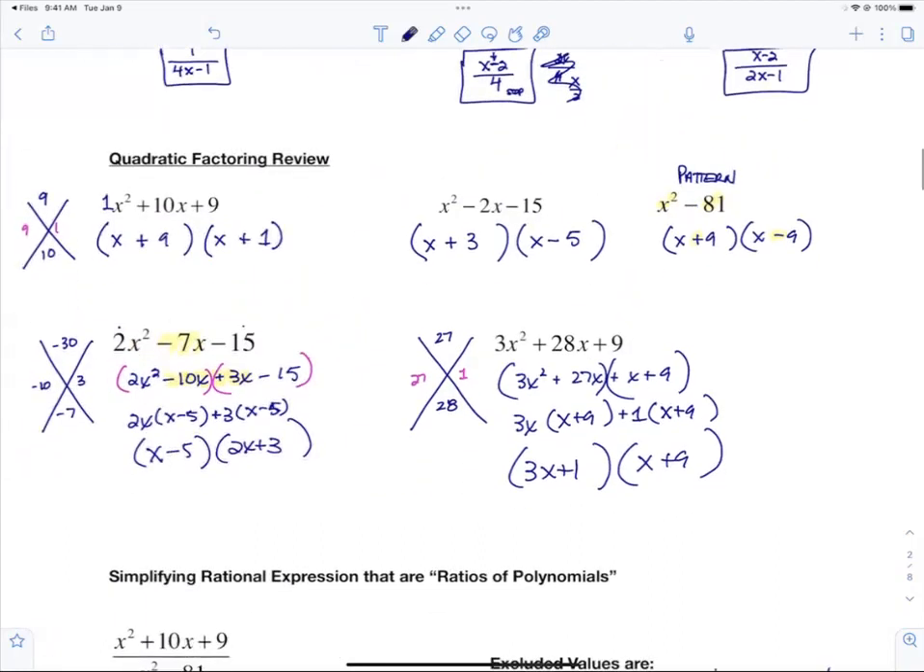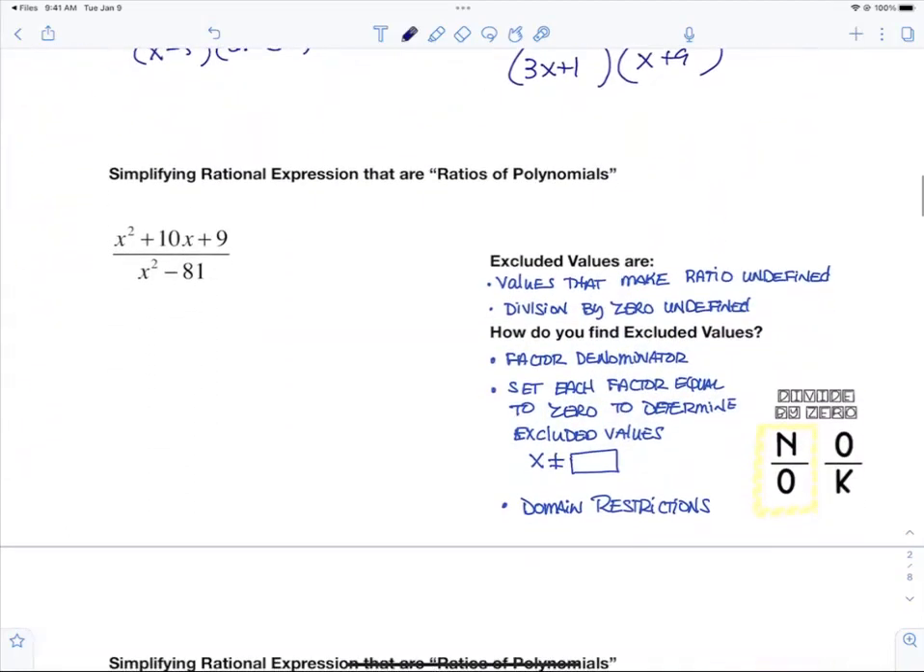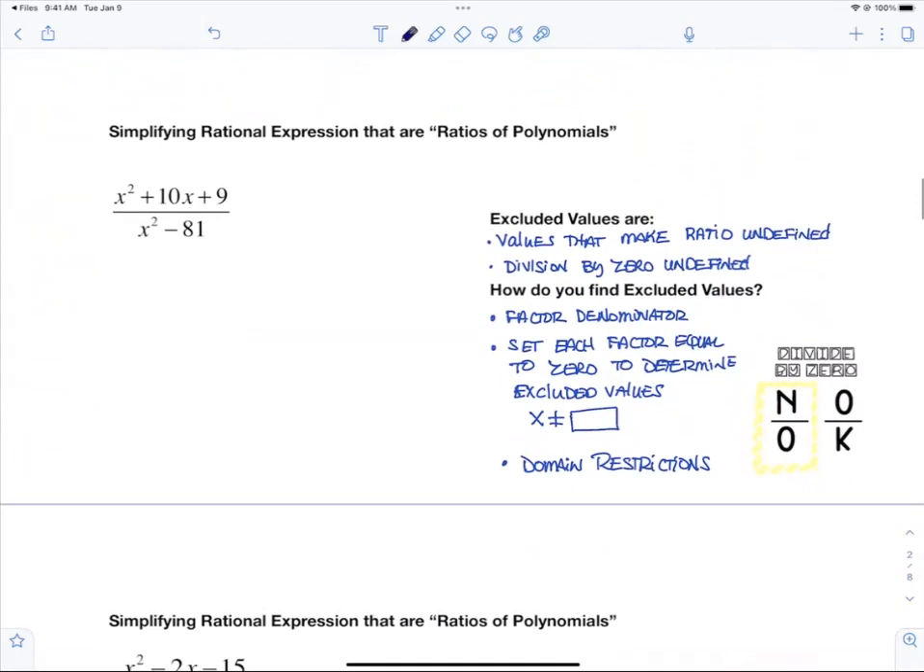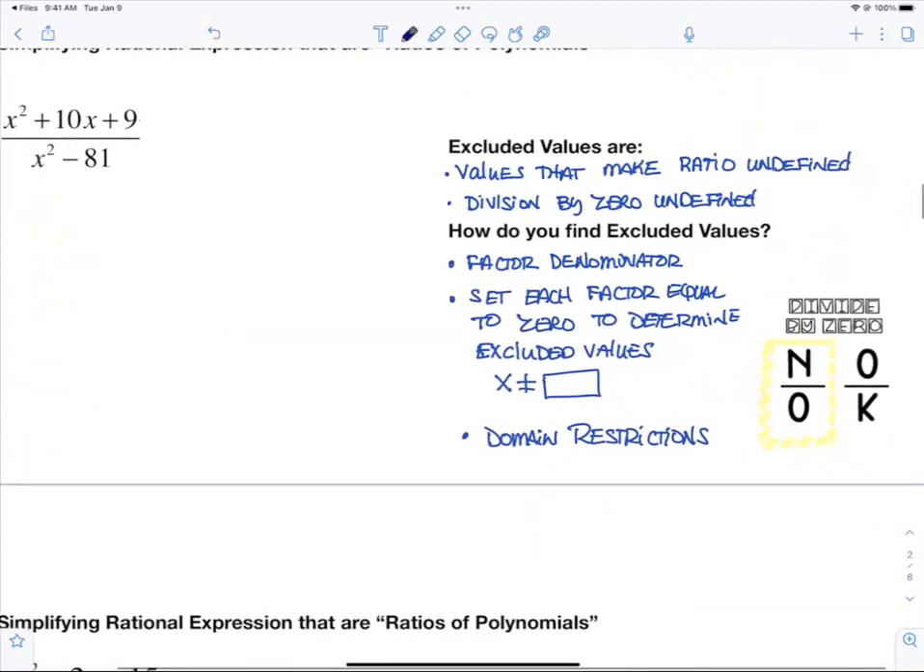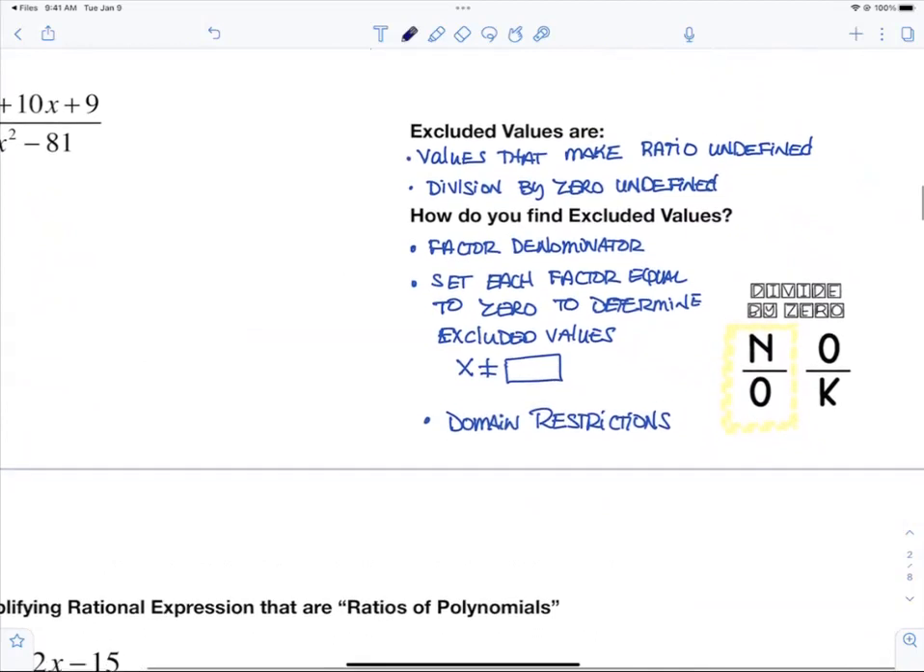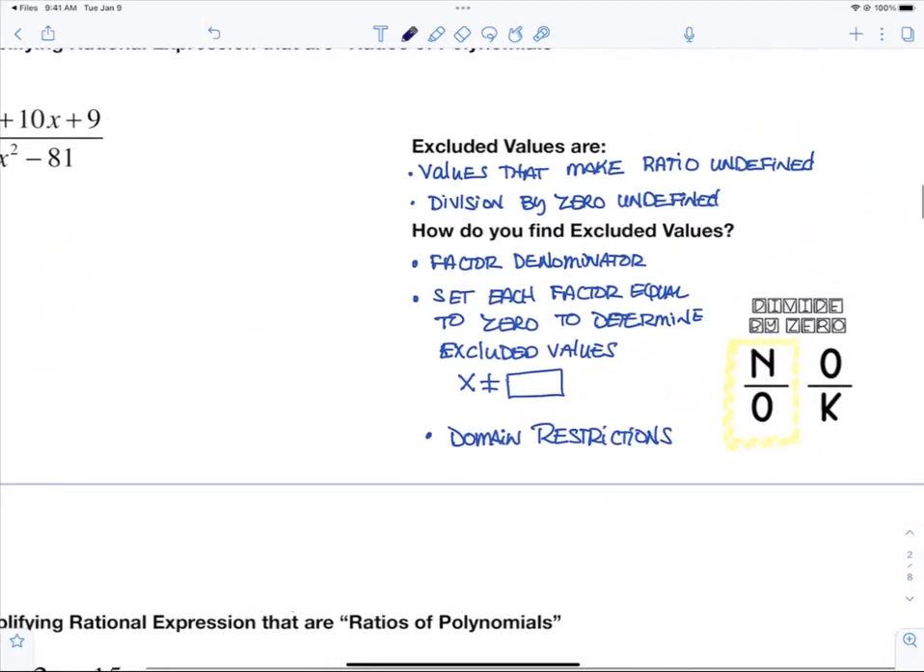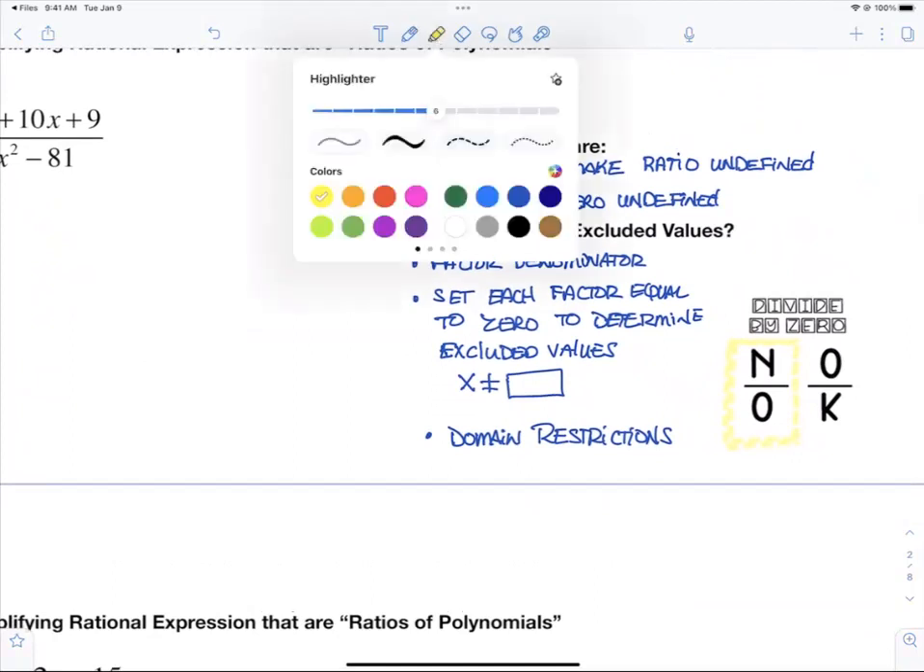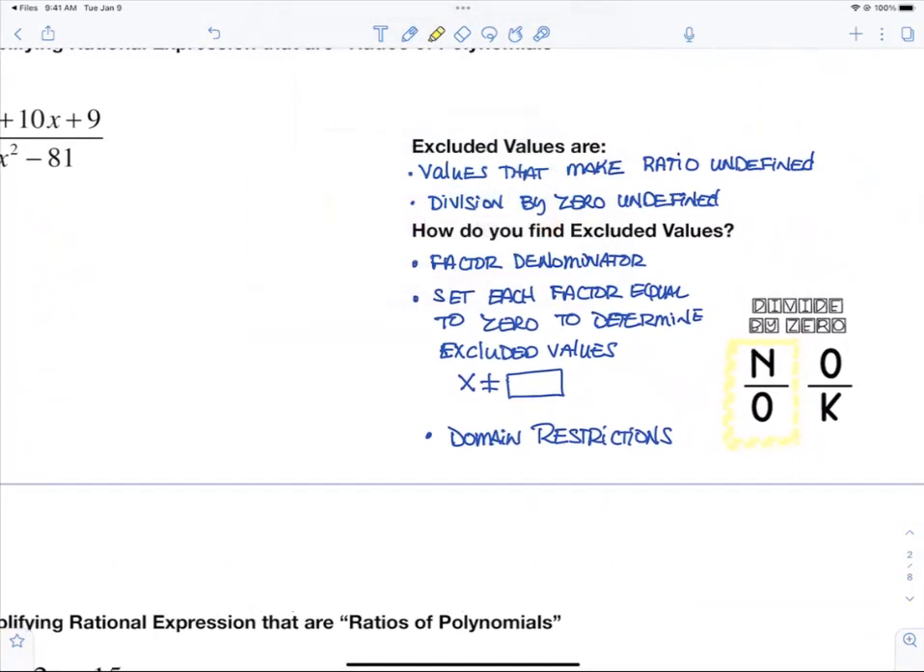Now, the way that we're going to use this is we're going to simplify expressions that are ratios of polynomials. So here, I want you to stop the video and jot down what I've got written over here. It's really important to list what's known as excluded values. And excluded values are values that create division by 0. So I want you to stop the video, jot down these bullet points, and then we're going to restart the video again, and then we're going to carry on. I'll show you how we're going to pull all of this together.